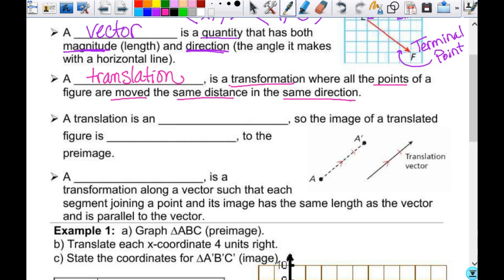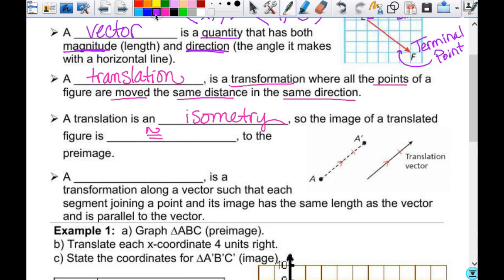So a translation, since we move the same distance in the same direction, falls into a specific category of transformations. What were those called? Remember, it starts with an I. Isometry. So a translation is an isometry, so the image of a translated figure is congruent to the pre-image, right? Because we're just moving it. We're not changing the size or the shape at all.